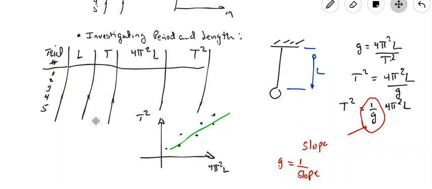Now, what is the next? The next, you're going to find 4 pi squared L. That would be the fourth column of this table, and you're going to square the period. And then you're going to use these two last columns of the table, and you're going to make a graph of 4 pi squared L versus the square of the period.